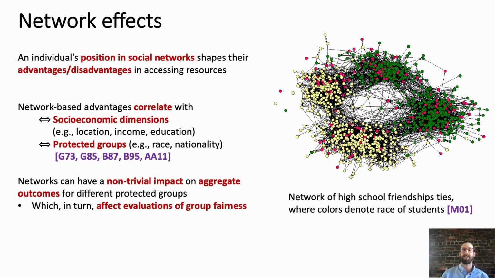Individuals will form social ties like marriages, friendships, work associations, along leading socioeconomic dimensions such as geographic location, income, occupational status, and educational attainment. This phenomenon is often known as homophily. In some cases, protected attributes used to define groups, such as race, can correlate strongly with socioeconomic status, which suggests that it can also correlate strongly with particular network features conducive to accessing resources in networks. This suggests that networks can have a non-trivial impact on the evaluation of fairness.